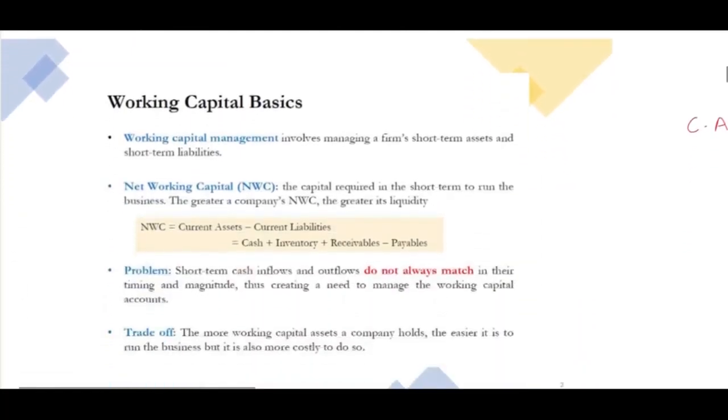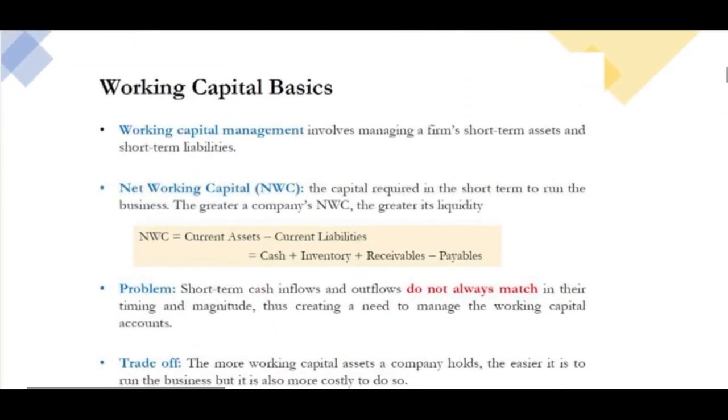So if you see working capital basics, we know that if we define the working capital, it involves managing a firm's short-term assets and short-term liabilities. So in other words, we have two parts in working capital, current assets and current liabilities. So we need to manage these two major aspects. So that is called managing the working capital.